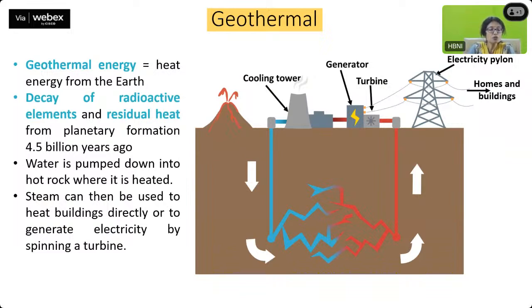And then steam can be used to heat the buildings directly, or you can use it to generate electricity by spinning a turbine. So this is how it works. You are actually forcing in the water over here. It is moving into these heated rocks. It's getting heated. It is generating the steam. And this is how geothermal energy is extracted.